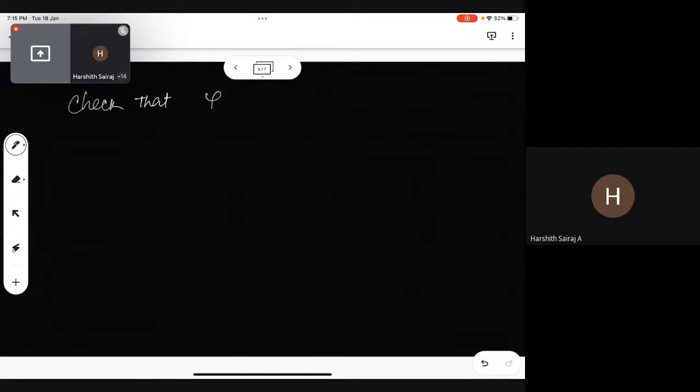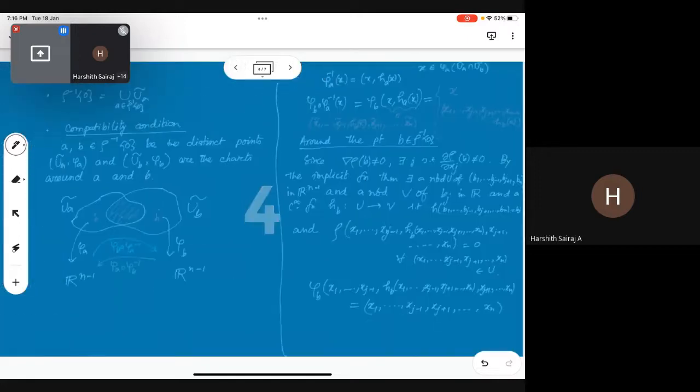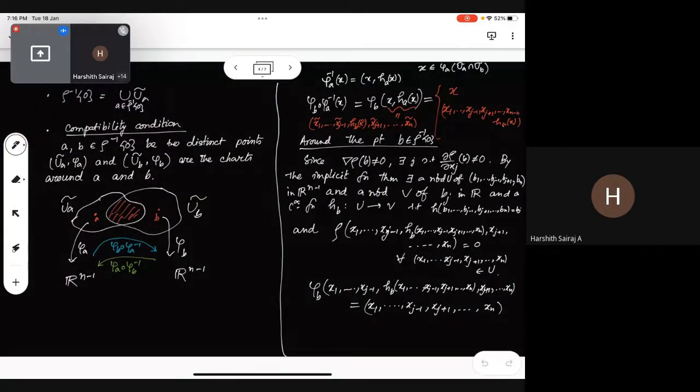Check that phi a, phi b composed with phi a inverse is a diffeomorphism, that is, it is smooth, C infinity. And this is very clear because you have h(x). All these coordinates are smooth, and h(x) is also smooth, so it is smooth. And if you look at the inverse of this map, this is also smooth. Then you are done.